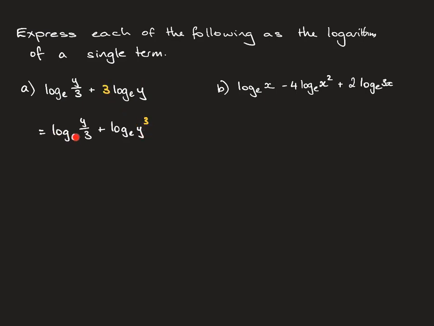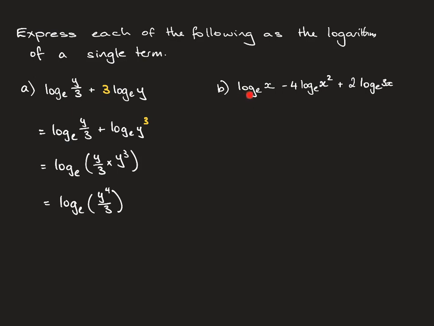Now we have log of something plus log of something else. So the bases are the same, so we can use our log laws. We've got a log plus a log, so that will be equal to the product of those two things that you were finding the log of. So we multiply these two together and we get y to the 4 on 3.